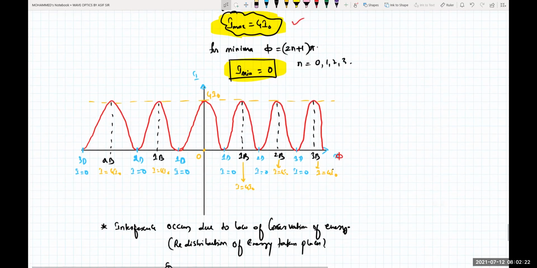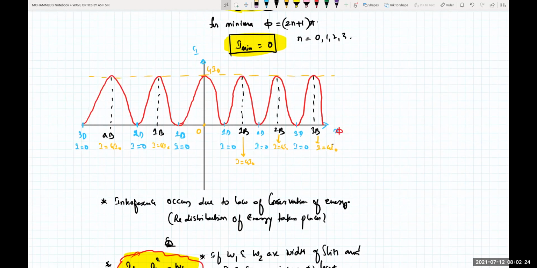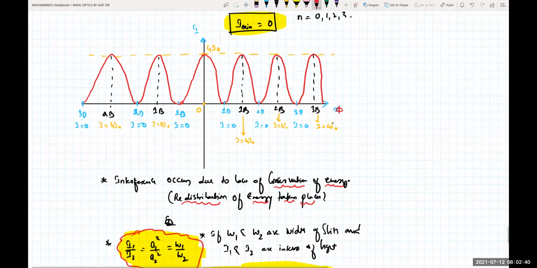So in this, it has been found that in the interference of waves or in the interference of light, energy is just going from maxima to minima, minima to maxima. That means interference occurs due to the law of conservation of energy. That is, redistribution of your energy is taking place from maxima to minima and minima to maxima. That is the reason we are getting the graph to be equal.